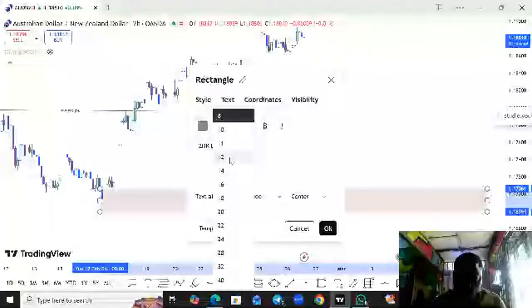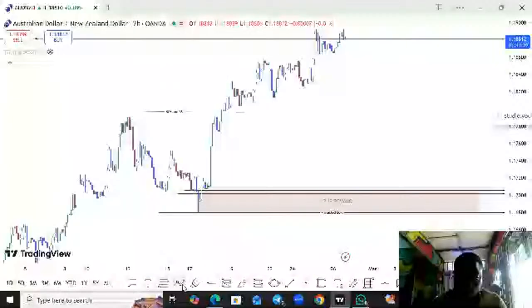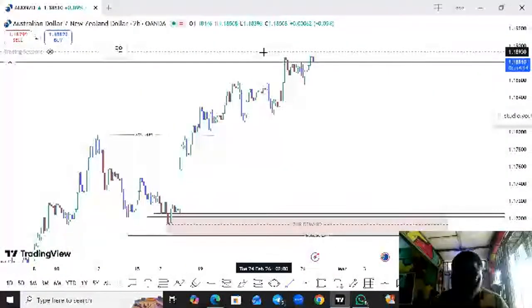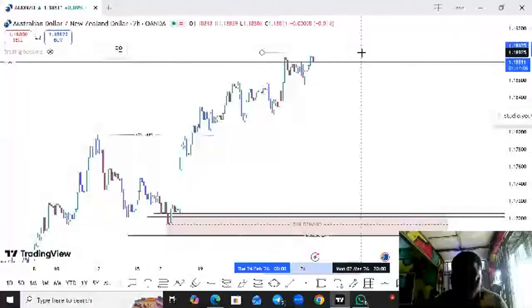So what should you expect now? You expect price to pull back into this area, and you are buying. It's as simple as that. Obviously, you could see that price created equal highs, a form of liquidity.